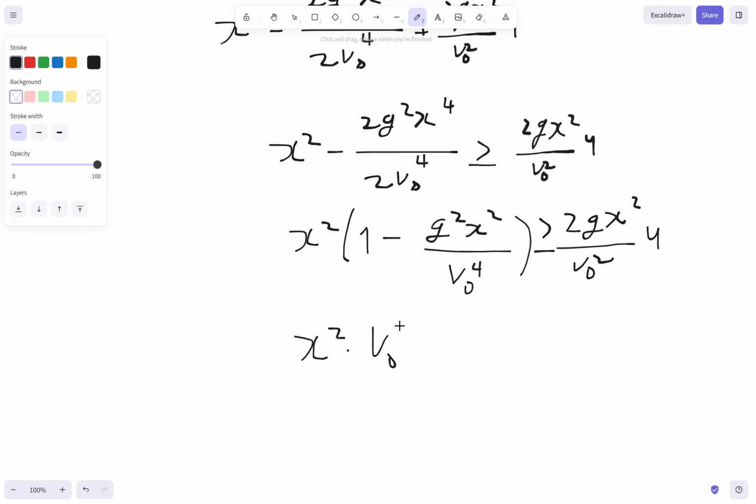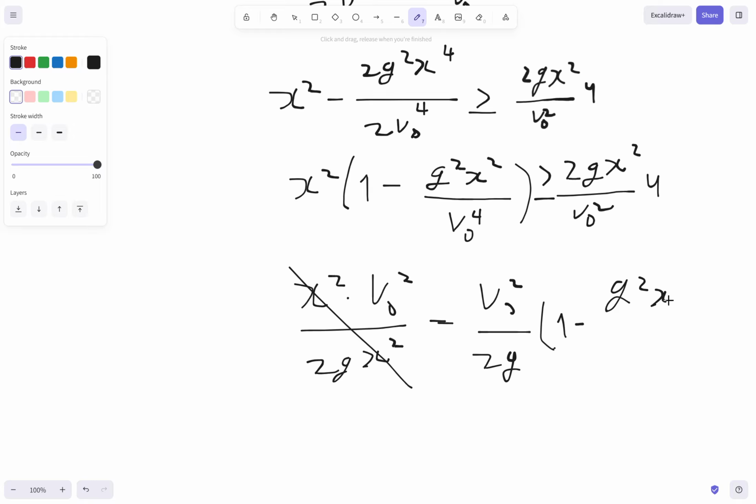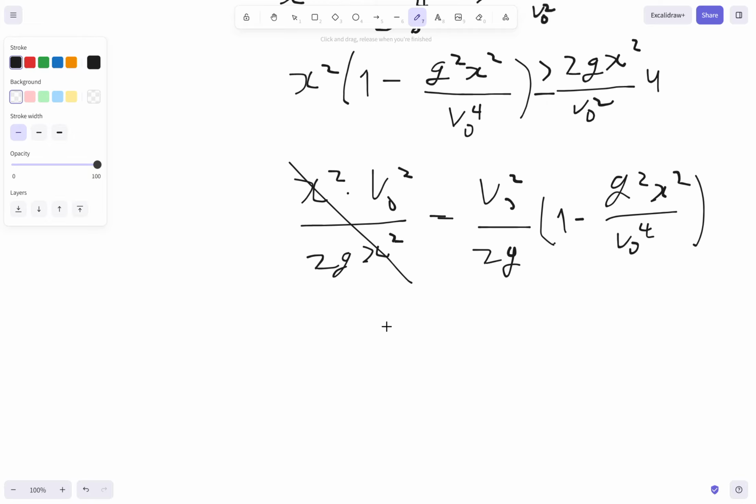Times v0 squared. If I go over the time limit, I'm going to post a part two. v0 squared all over 2g, 1 minus g. Oh, maybe I can do it in time, actually. I think I'll do it in time. Hold up.